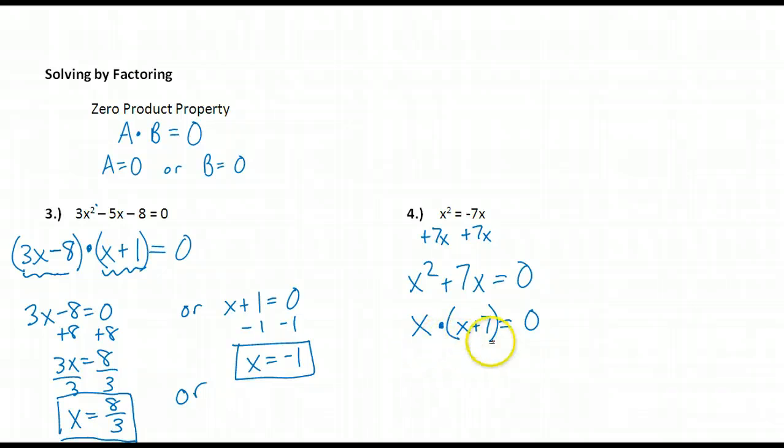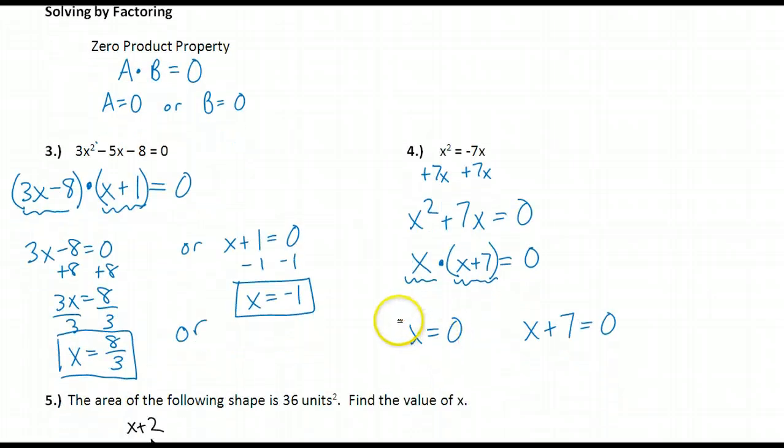So how do I use the zero product property in this problem? Well, I do have two things that are being multiplied together. My first thing is x, and my second thing is x plus 7. So my choices are x equals 0, or x plus 7 equals 0.